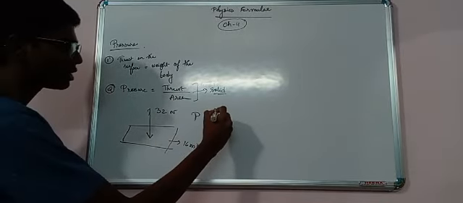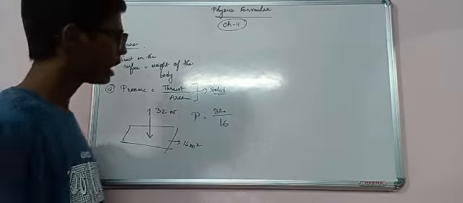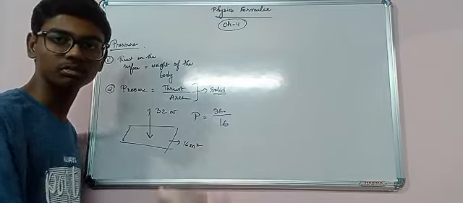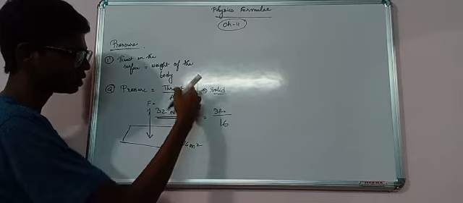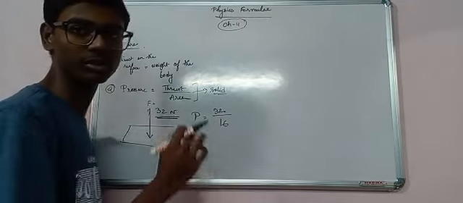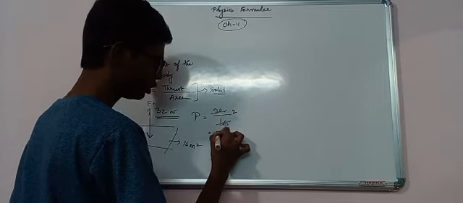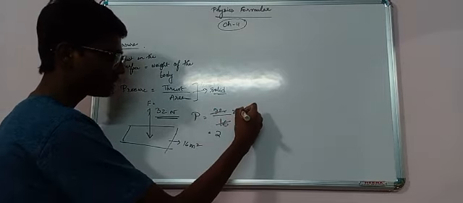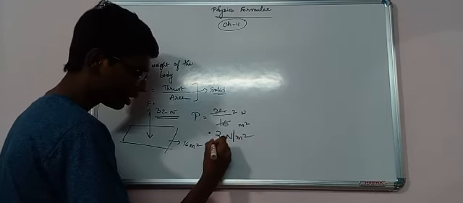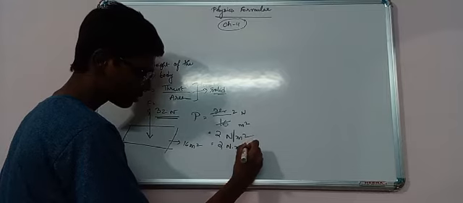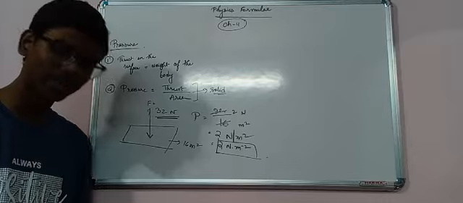Thrust per area, right? What is the thrust? 32. What is the area? 16. I did not do anything, rocket science. Very simple. I have just replaced the values. So the answer is 2. What will be the unit? It was Newton, it was meter square. So Newton per meter square, or in a better way we can write in this format, N m to the power minus 2.